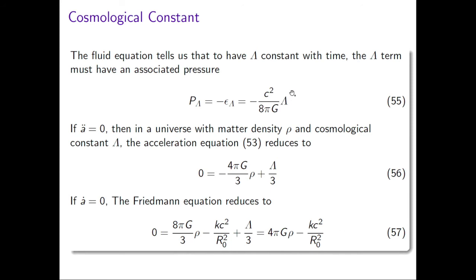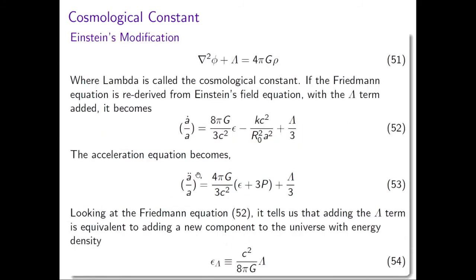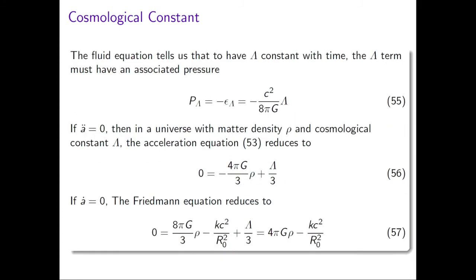So if the double derivative of acceleration is 0, that means that for the universe with matter density rho and cosmological constant lambda, the acceleration equation also reduces to this, equation number 53 for reference. You can view it here. If we substitute a double dot to be 0, you have minus 4 pi g by 3 times rho plus lambda by 3.